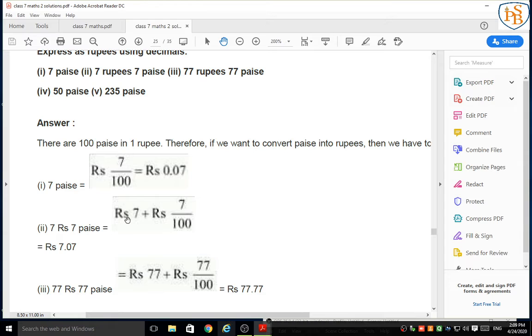7 rupees 7 paise, so 7 rupees we still write as in the question, plus 7 paise, that means we have to write here 7 upon 100, because this paise we have to convert into rupees. Already this 7 is given in rupees, this 7 paise we have to convert into rupees. So always, we will divide by 100 the 7 paise, not the 7 rupees. So we write here 7 upon 100. So my answer is 0.07. Why 07? Because it is at the 100 place.